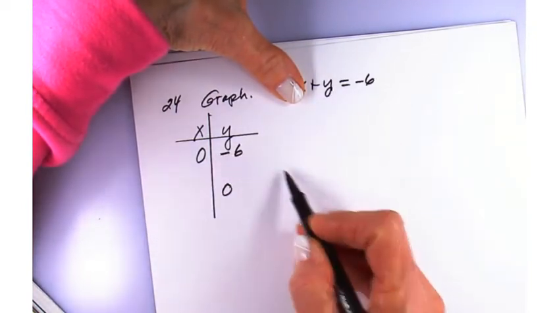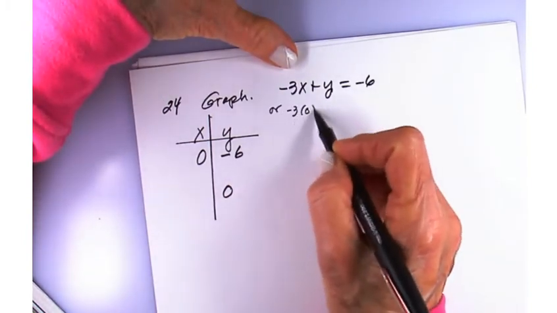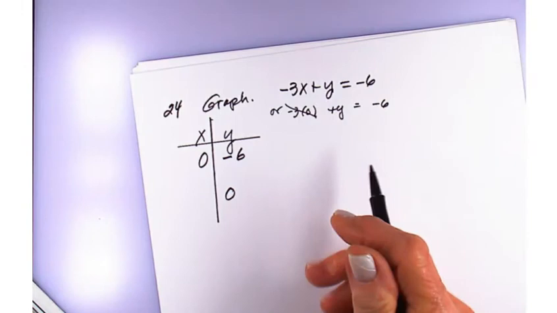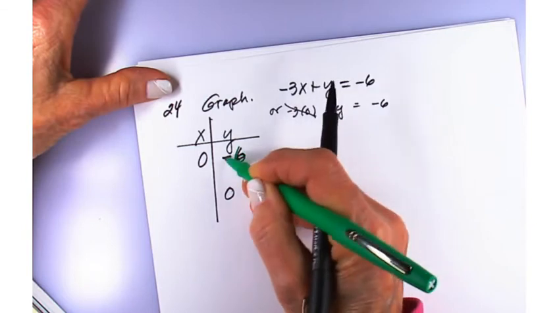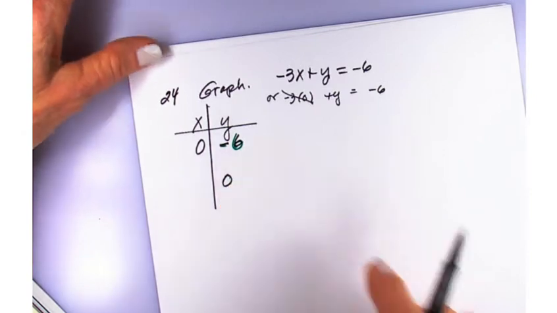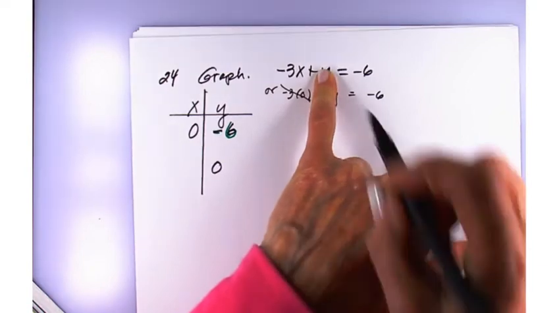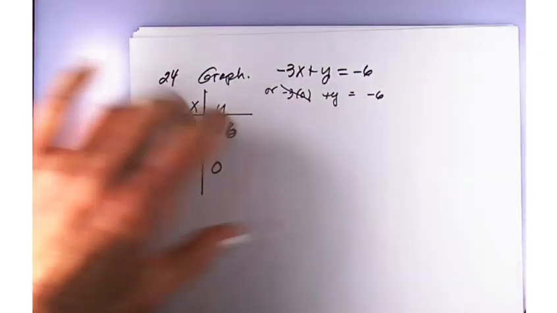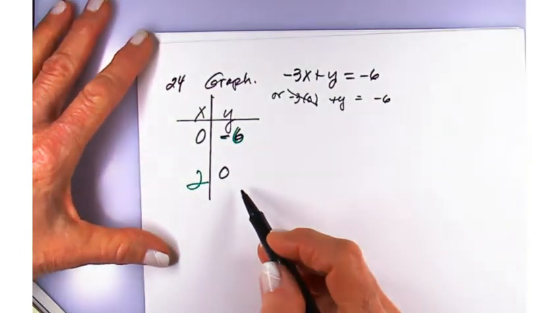Okay? Or you can say minus 3 times 0 plus y equals minus 6, and you get y equal to minus 6. I think I'm going to make that in green here. Okay? Put a little green in there. And then here, my y value is 6, so if I do the cover-up method, I'm going to cover up the y, and I know that if I divide minus 6 by minus 3, I'll get a plus 2. So the reason I like doing the x and y intercepts is because we can do the cover-up method.